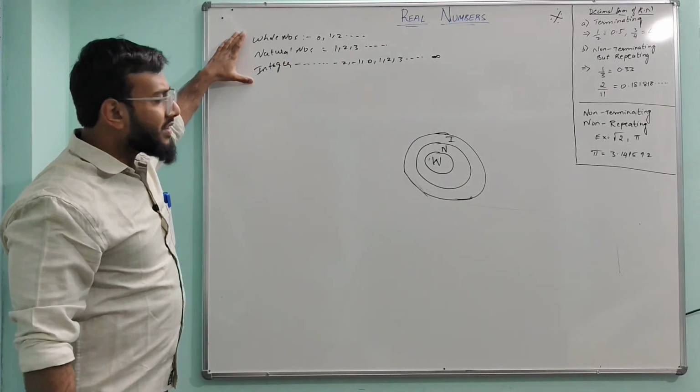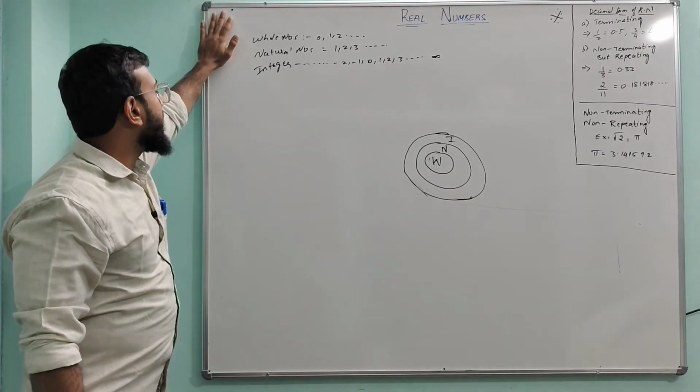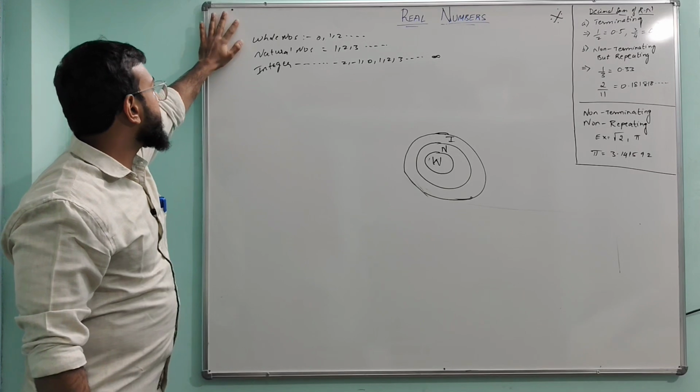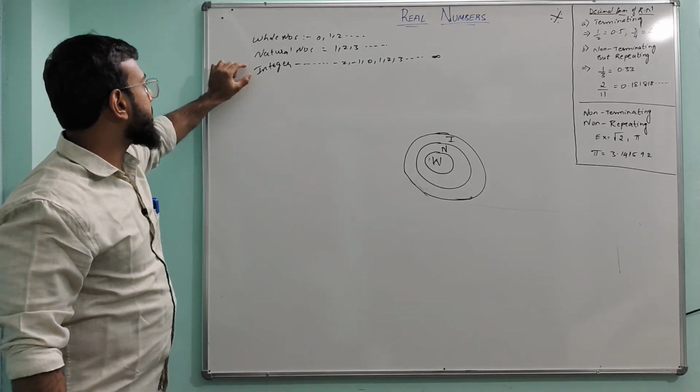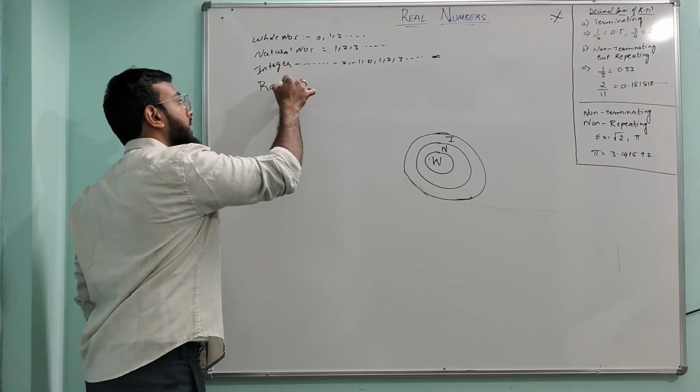Until now we have studied this in grade 7, 6 and everything. Now: integers, whole numbers, natural numbers. Then we'll come to the topic of rational numbers.